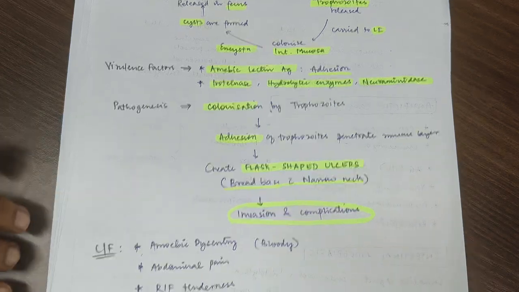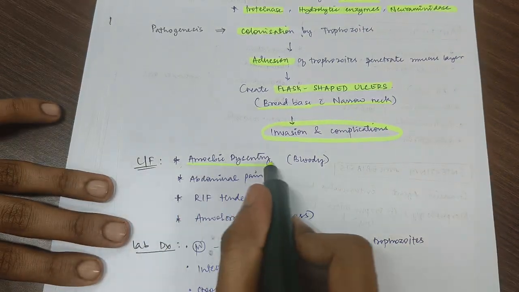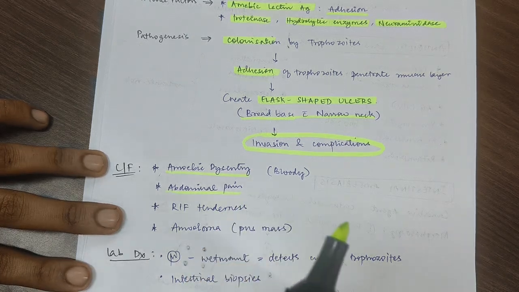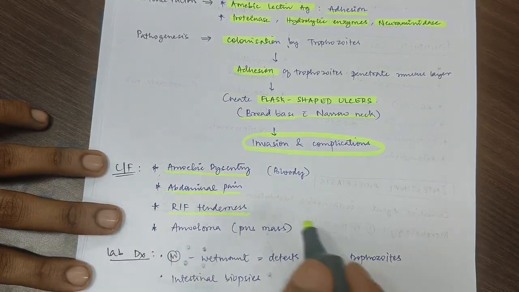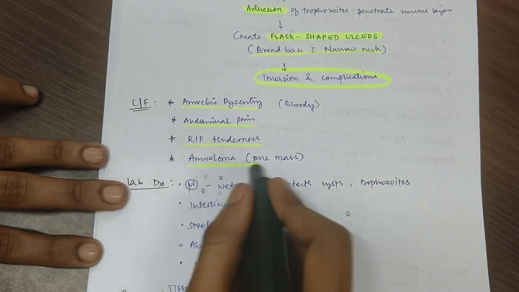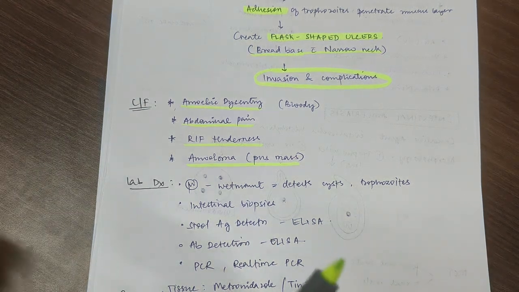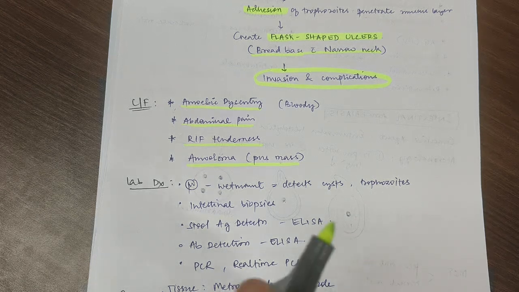Clinical features: amebic dysentery, that is bloody dysentery, then abdominal pain, nausea, vomiting, all this you can write. Then right iliac fossa tenderness and amoeboma, that is a pus mass. Amoeboma is a pus mass caused by Entamoeba histolytica. Since it is an amoeba, it is called amoeboma.